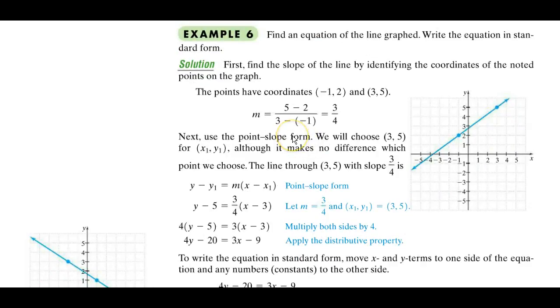Okay, in example 6, and I had mentioned that we could do this earlier, we can actually look at a graph and figure out what its slope is, and then using any one point, find the equation of that line. So let's figure out what they've done here.